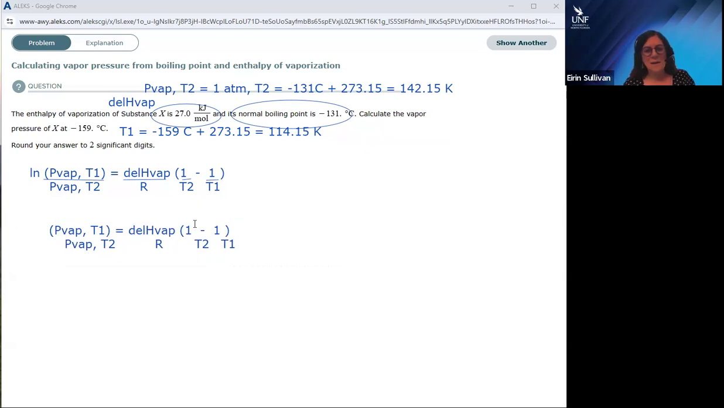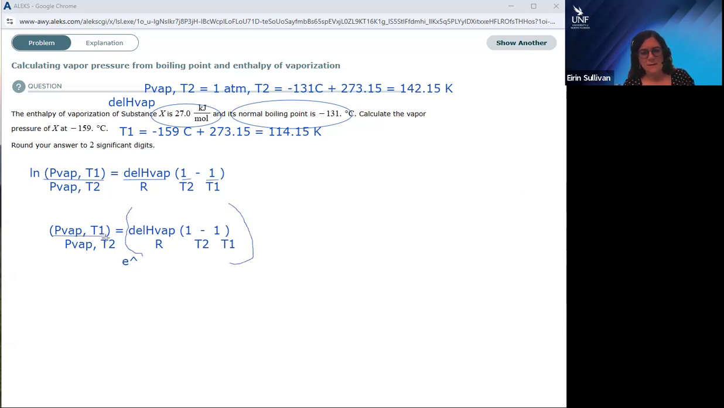Okay, so PVAP over T1 on the left-hand side, and then it's going to be e to the power of everything on the right-hand side over here. So let's see if I can draw some rudimentary brackets in a different color, just e to the power of all of this, okay, is what we are going with there.